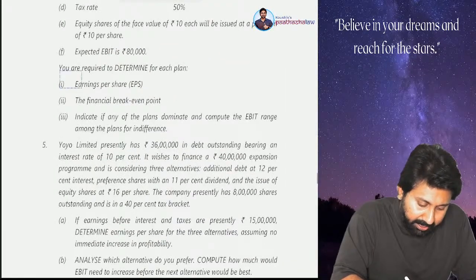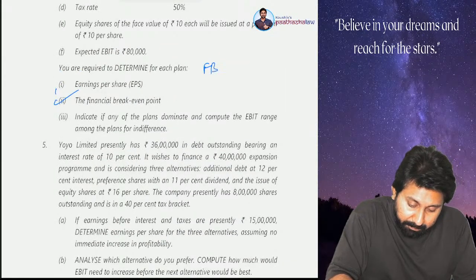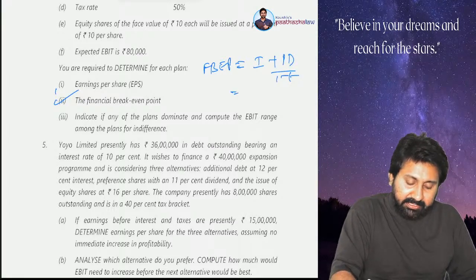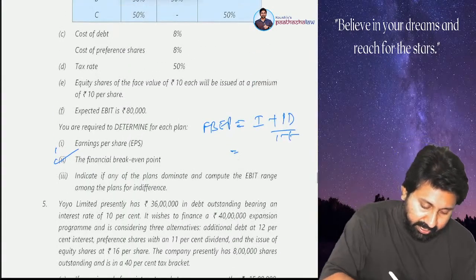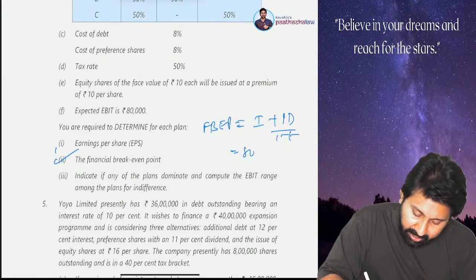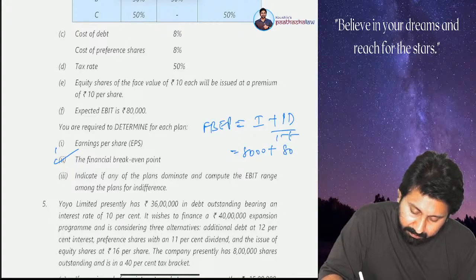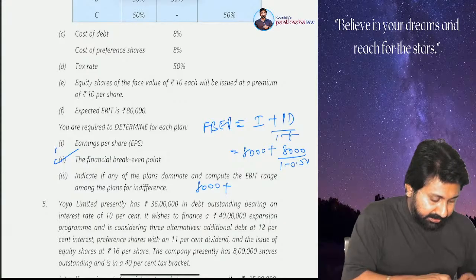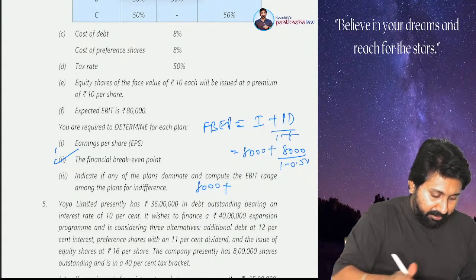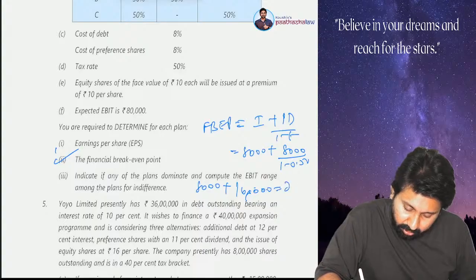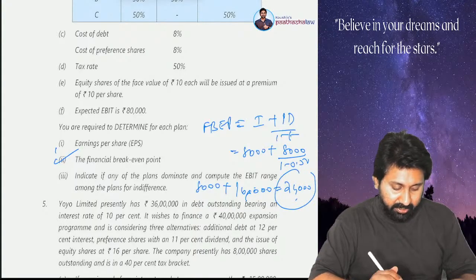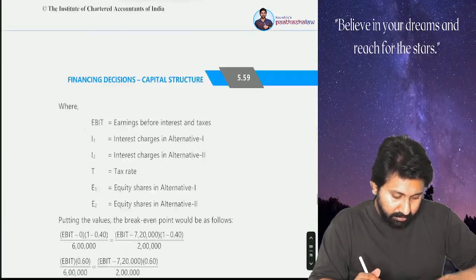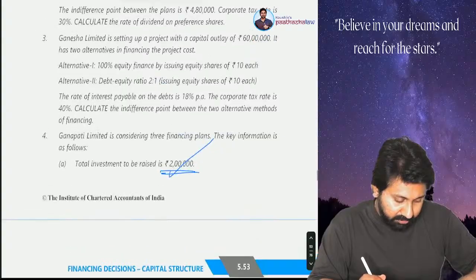First part completed. Next, financial break-even point: interest plus preference dividend by 1 minus T. Interest is 1 lakh into 8%, 8,000, plus preference dividend 8,000 divided by 1 minus 0.5. 8,000 plus 8,000 divided by 0.5 is 16,000. So total it will be 24,000. That is the answer for part 2, question number 4.